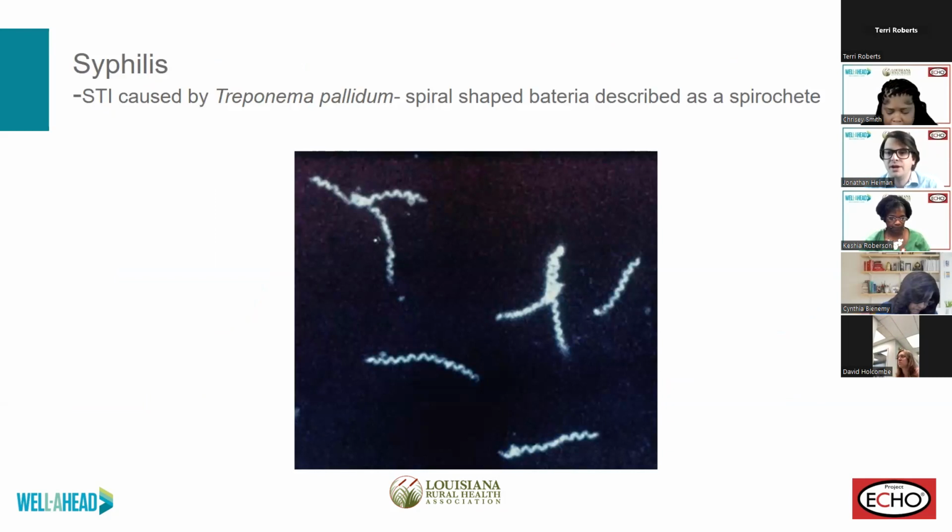Okay, so just really quick, syphilis is a sexually transmitted infection caused by a bacteria called Treponema pallidum. This is a picture of it under what's called dark field microscopy, and you can see they kind of look like corkscrews. We call these spirochetes. Next slide, please.